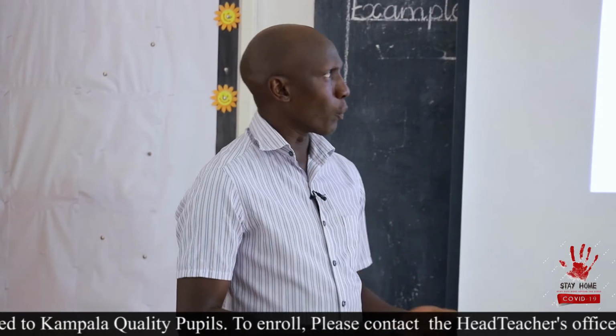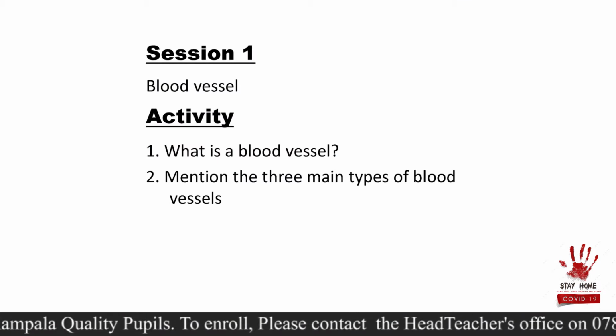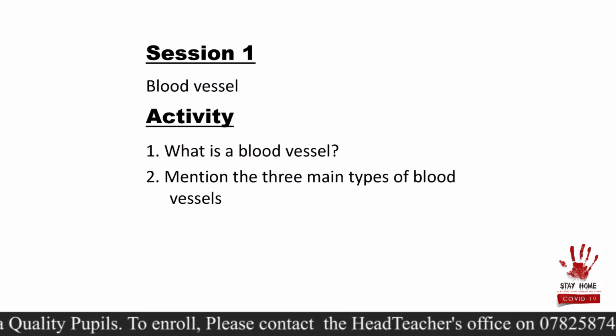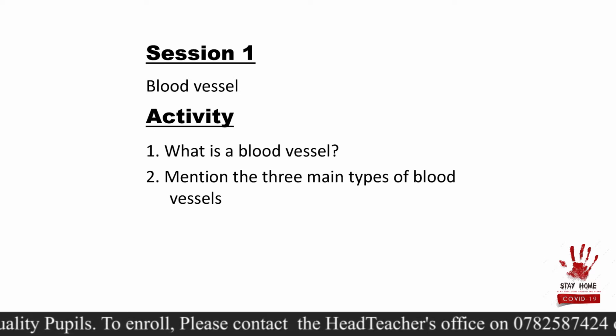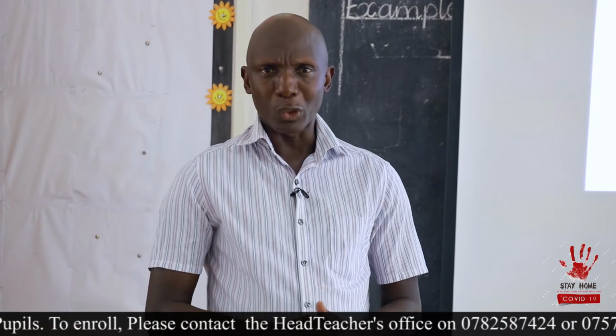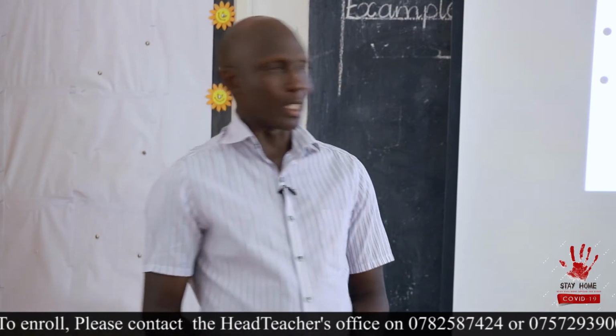So we begin with, what is a blood vessel? And question 2, mention the 3 types of blood vessels. Can you think about what a blood vessel is? I've been talking about them often here. This is the aorta. So what do you think is a blood vessel? Fine. Let's check with your answer.